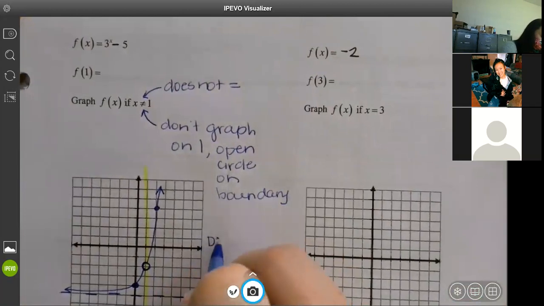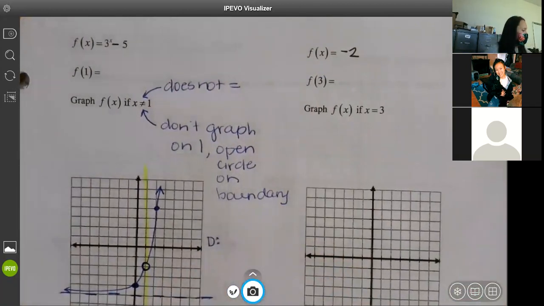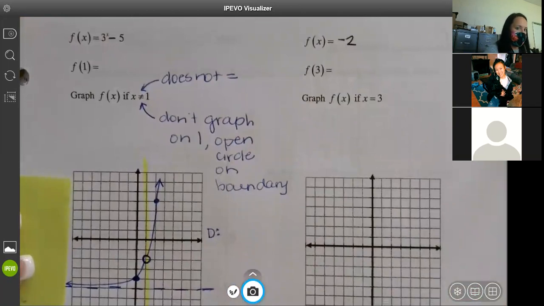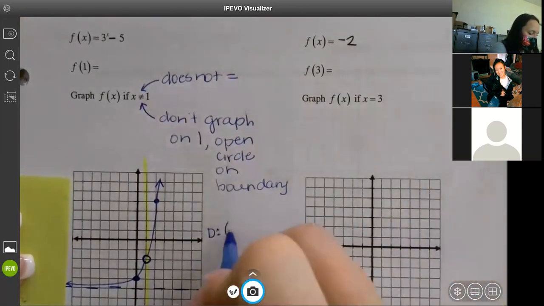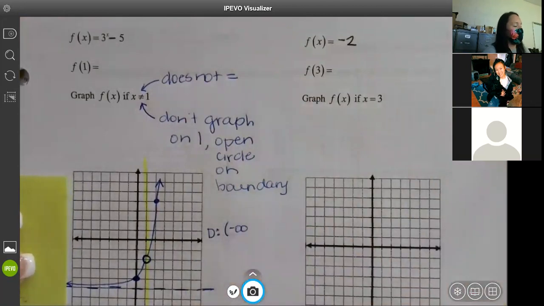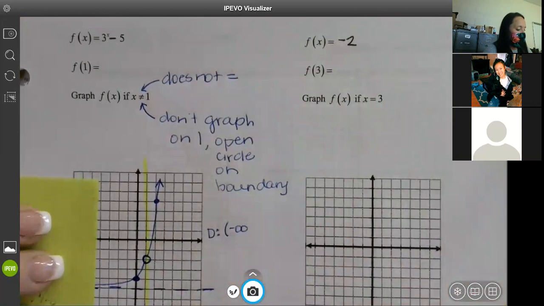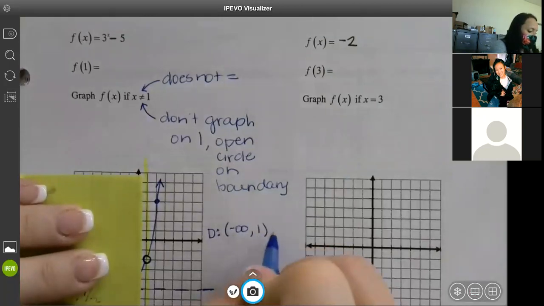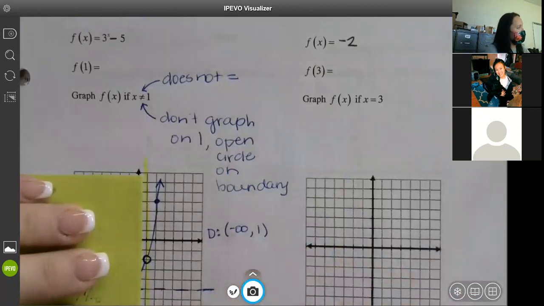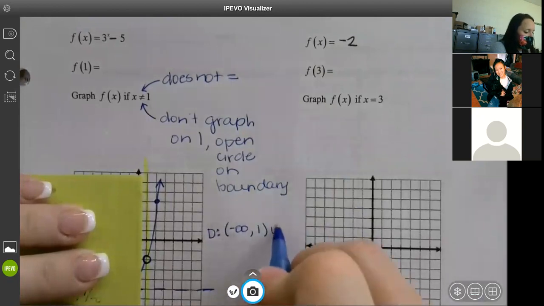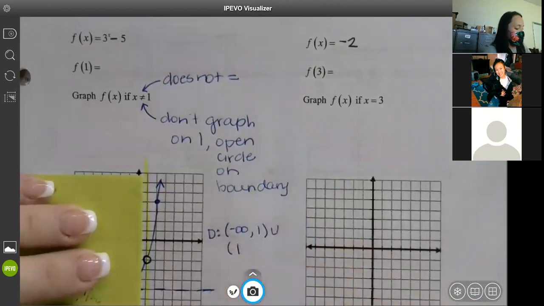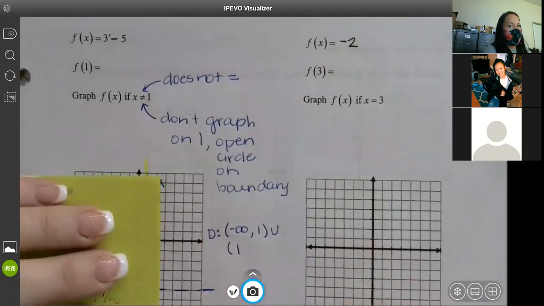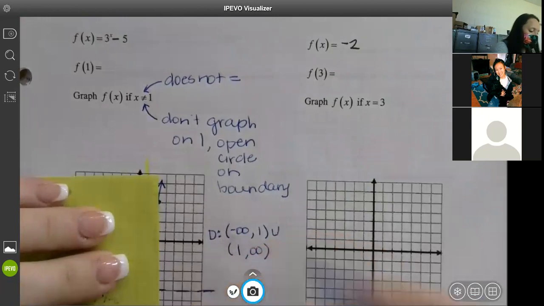What's your domain for this one? So we go from left to right. What's happening on the left? Infinity is always an open or a parenthesis. What happens as I go to the right? We have an open circle on what? 1. So we have to open on 1. But I have more graphs, so how do I keep going? U, where do I pick up at? Right where you left off. Don't change that number. And then how far do I go? Positive infinity. Perfect.